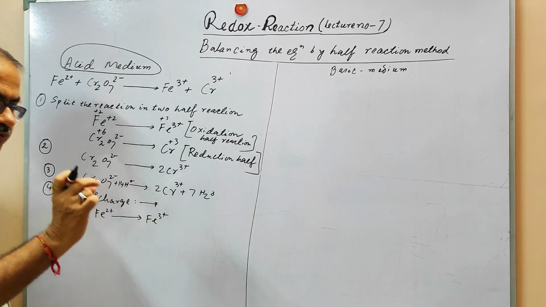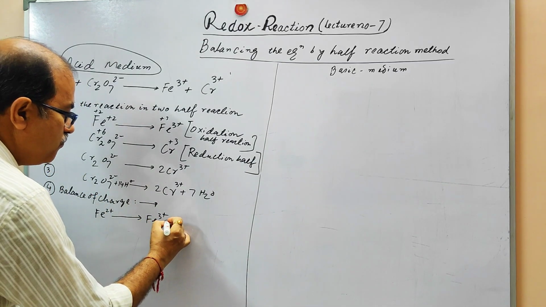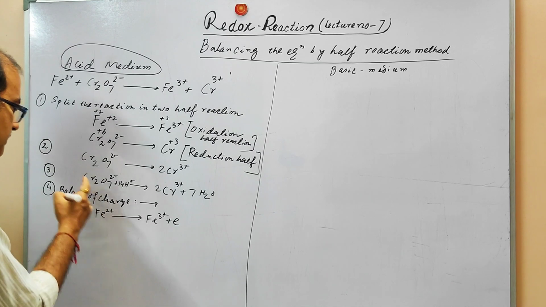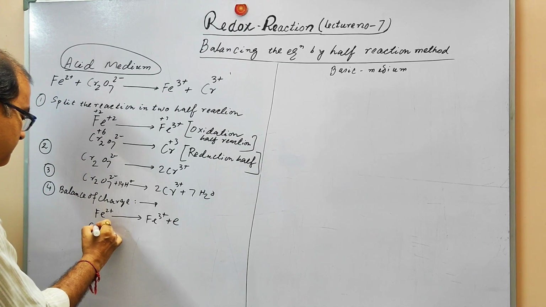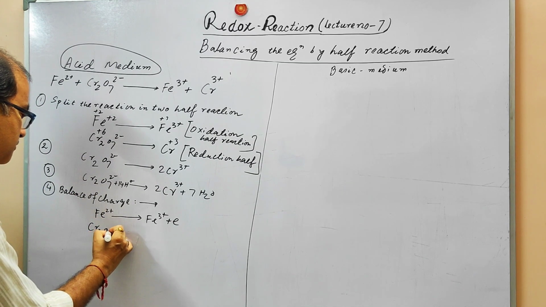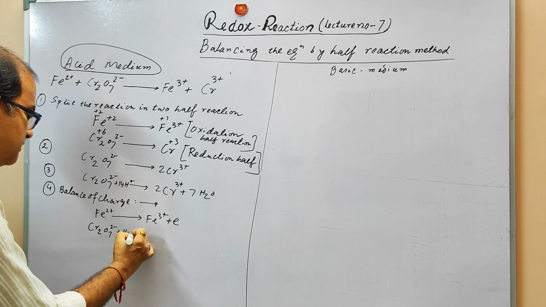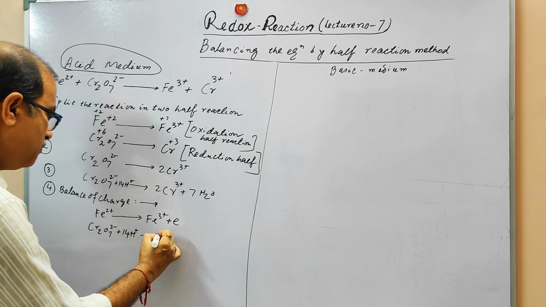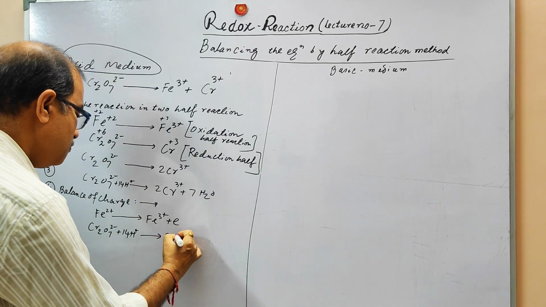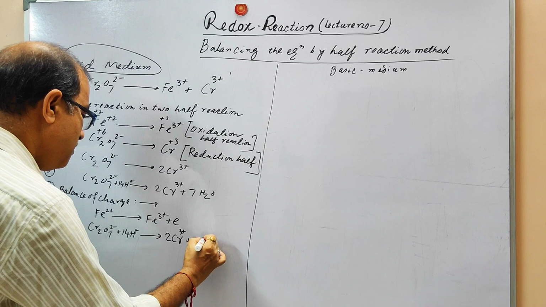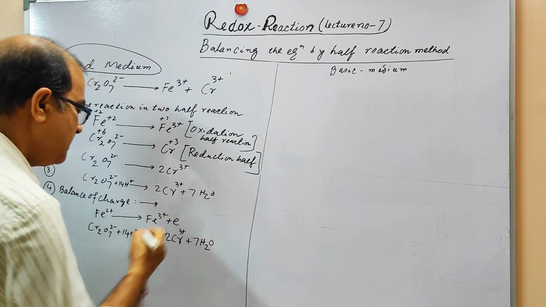Here you can see the 3 positive charge. So you have to put 1 electrode here. And the second half reaction, the reduction half reaction, is Cr2O7 2- plus 14 H+. So what we will do, 2 Cr3+ plus 7 H2O. Now you can see what the charges are.